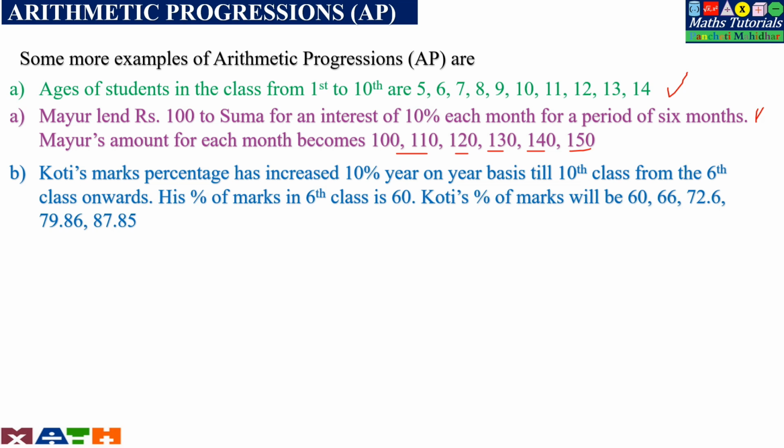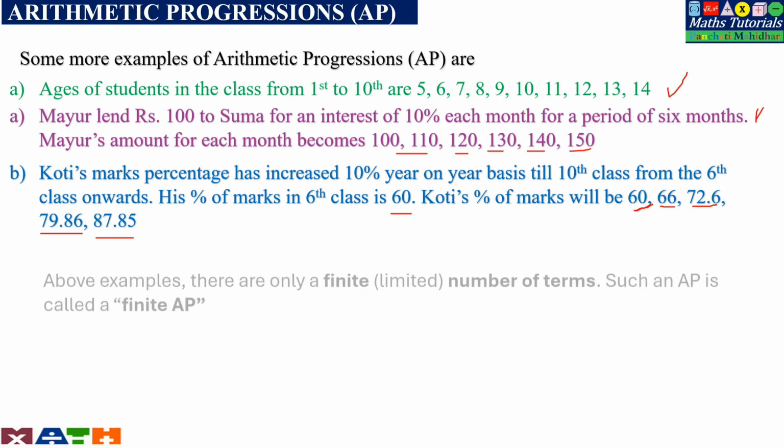Koti's marks percentage has increased 10% on a year-on-year basis from the 6th class onwards till 10th class. His percentage of marks in the 6th class is 60. Marks percentage will be 6th class 60, 7th class 66, 8th class 72.6, 9th class 79.86, 10th class 87.85.